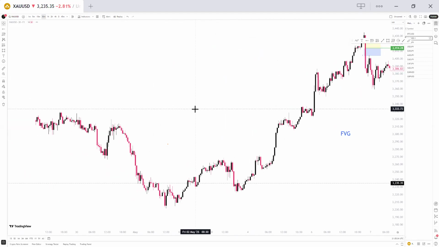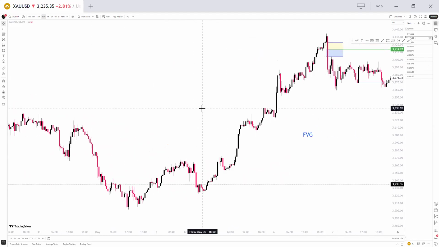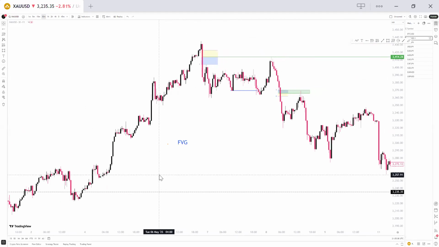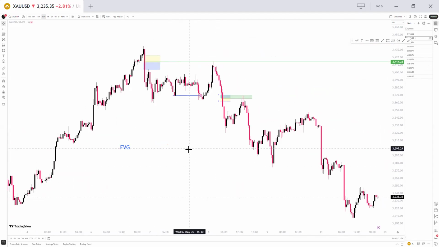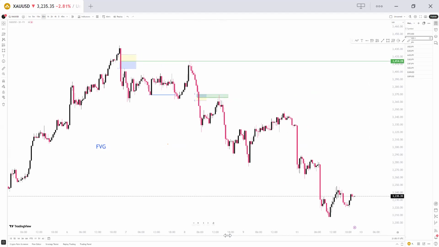Understand? So that's just it. Just use this one I taught you. Use the FVG and order block and failed order block. You'll be good with that. You don't need plenty.